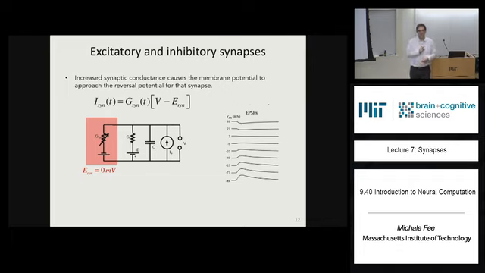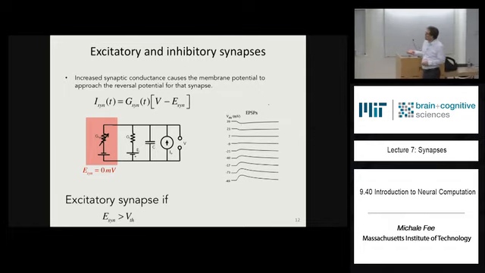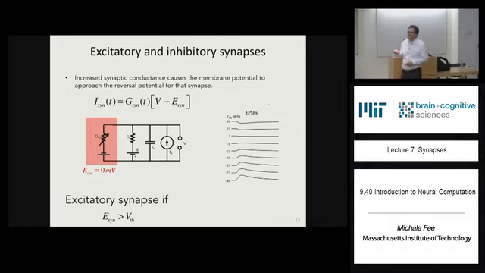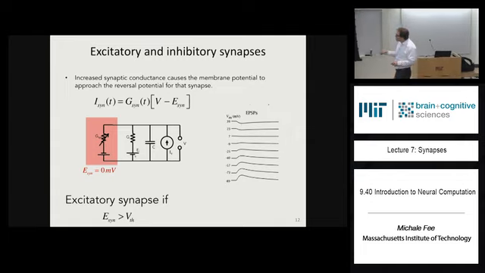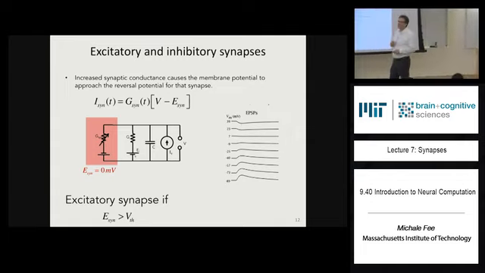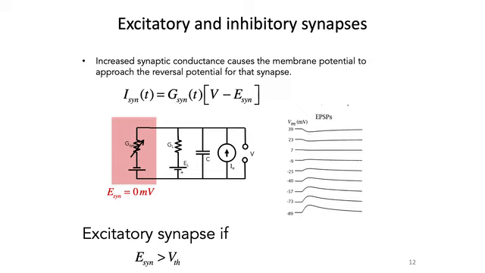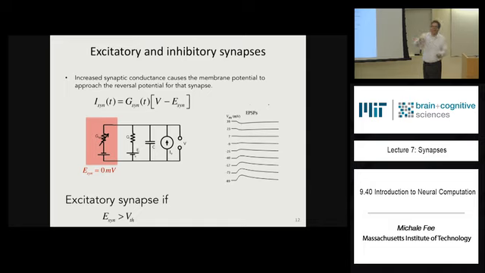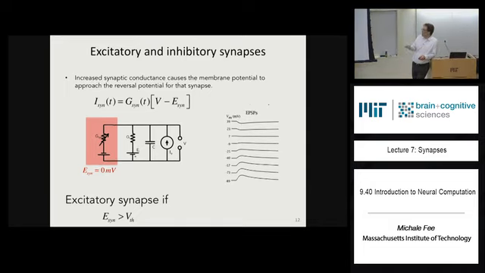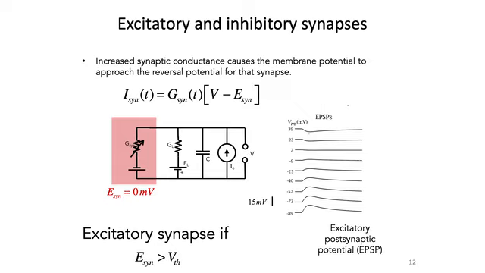Inhibitory synapses are different. So excitatory synapse, the reason we call it an excitatory synapse is because that reversal potential is above the threshold for the neuron to spike. Okay? And so when you activate the synapse, you're pushing the voltage of the cell always toward a voltage that's above the spiking threshold. And that's why it's called an excitatory synapse. All right, and those are called excitatory postsynaptic potentials, or EPSPs. That little bump is an EPSP.